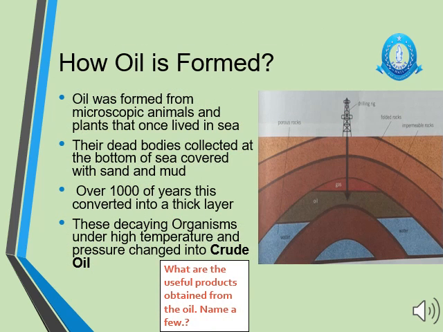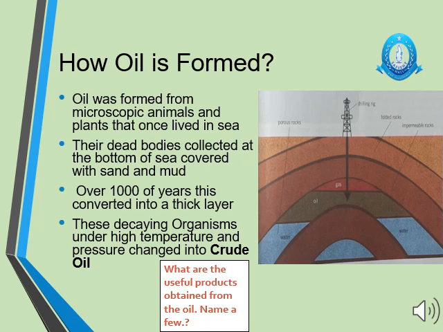Another important fossil fuel is oil. Now, oil was formed from the microscopic animals and plants that once lived in the sea. Microscopic animals are those animals which cannot be seen with the naked eye. We cannot see them without the aid of a microscope. They are so tiny that we cannot see them without a microscope. Therefore, we call them microscopic.